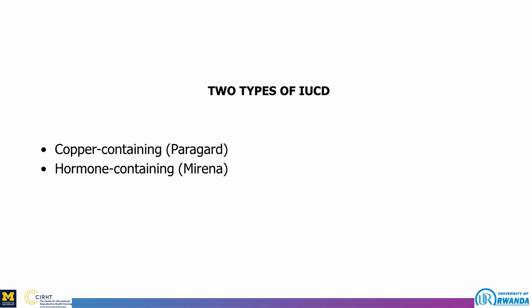Presently, we have two main types of intrauterine contraceptive device. The first one is the copper containing intrauterine contraceptive device, which is also known as the Paragard. And we also have the hormone containing, which is known as the Mirena. For the Mirena, it contains progestogen, which contains progesterone, like the one that is in the body.